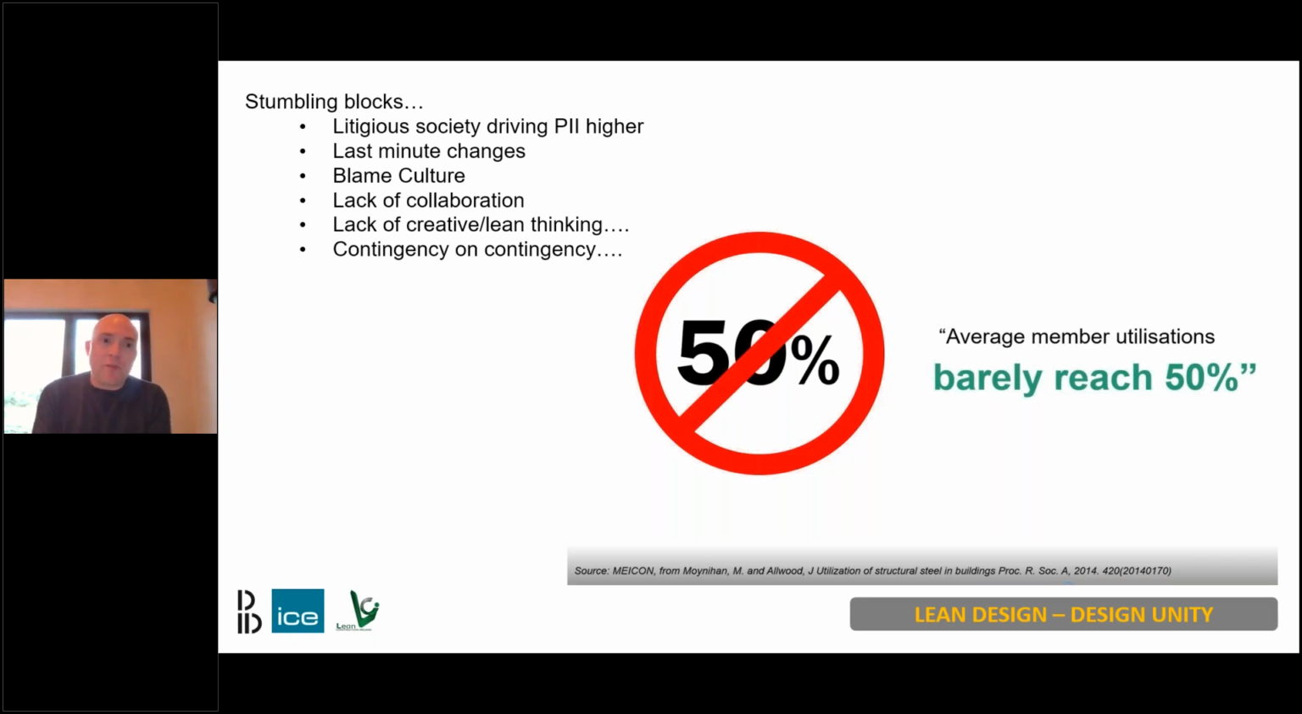But there are stumbling blocks, and I mentioned those at the start. Unfortunately, we live in a very litigious society that is driving PII higher. So there is a reluctance, or a change in nature that we need to go through, to say we need to design much more efficiently and closer to unity, and not be too scared about the fact that there could be issues where we'd be sued, or problems there as well. But that really is a change in nature, and I think that has to come about with a lot more transparency in the design process. Last minute changes as well, and it's really unfortunate that we have to design knowing that things may change.